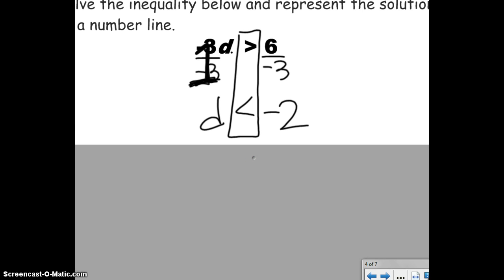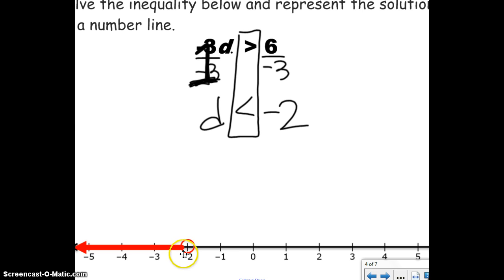As I put this on the number line, I will start at my negative 2. I'm going to use an open circle because it does not include the answer, and I'm going to shade to the left because I'm looking for the numbers that are less than negative 2.